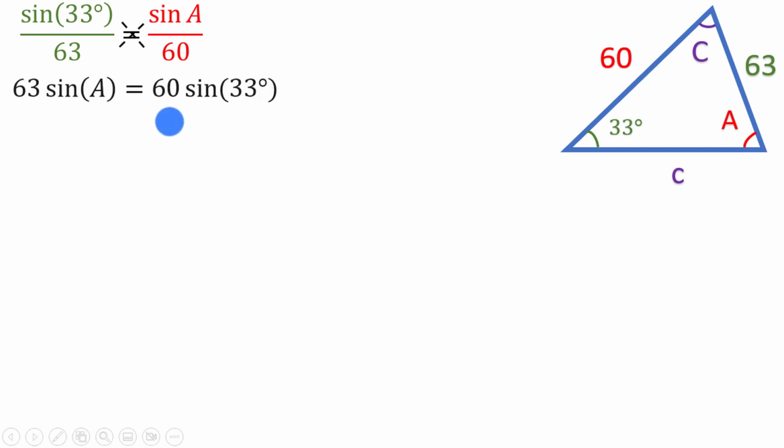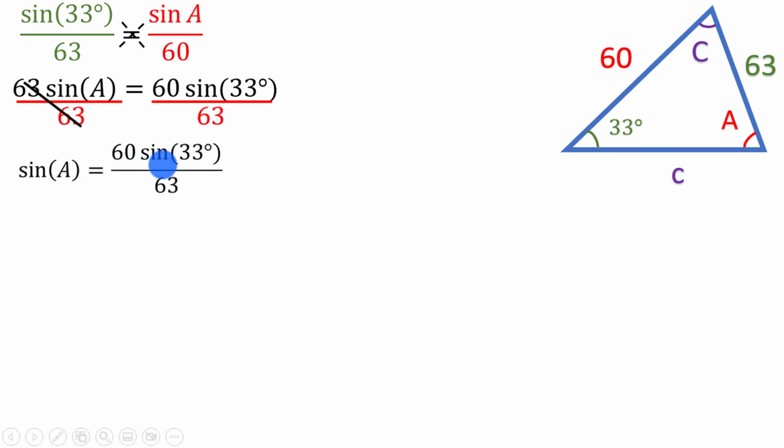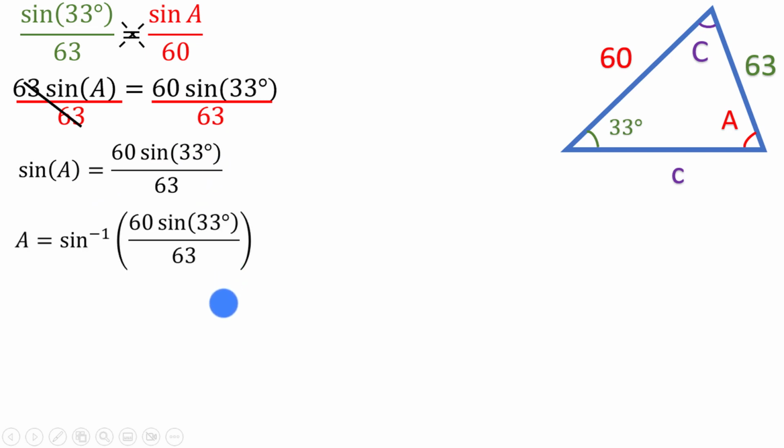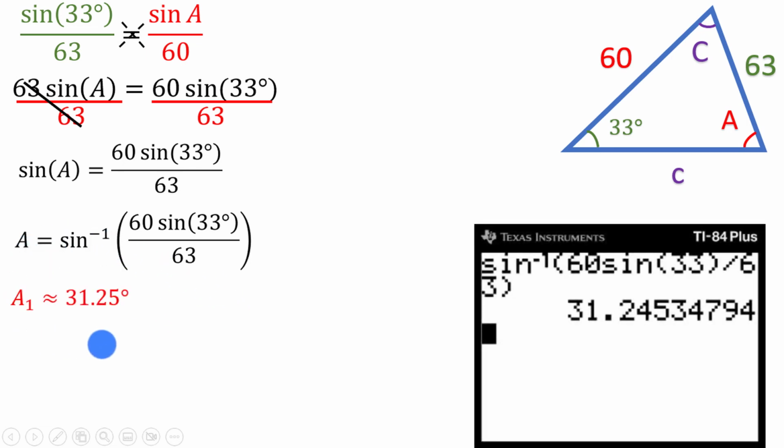We can cross multiply to get 63 sine of A is equal to 60 times sine of 33 degrees. If we divide both sides by 63, we will get sine of A is equal to 60 times the sine of 33 degrees divided by 63. If we take the inverse sine of both sides, we will get A on the left-hand side, since the inverse sine of sine of A cancels the sine, and on the right-hand side, we will get the inverse sine of 60 sine of 33 degrees divided by 63. If we plug this into our calculator, we will get one possible value for A as 31.25 degrees. We can place this angle onto our triangle.